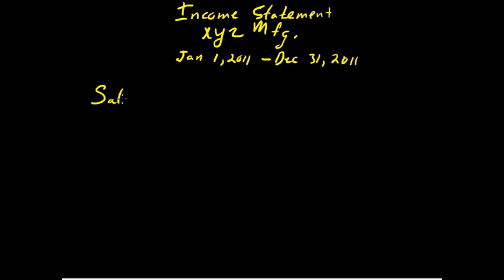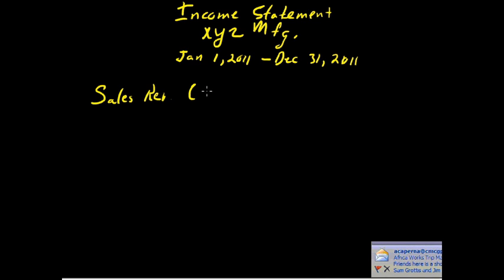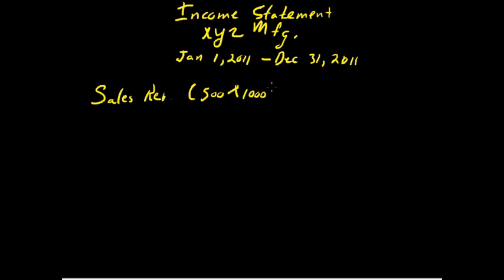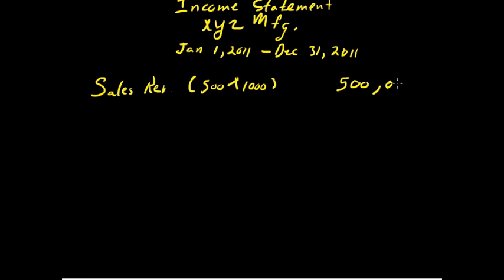So their sales revenue for that period of time is $500 per door times 1,000 sales, which gives them a total sales revenue of $500,000. Okay, so total sales revenue of $500,000. Now, remember our equation: sales revenue minus expenses equals net income. So now we want to consider the expenses for XYZ Manufacturing.